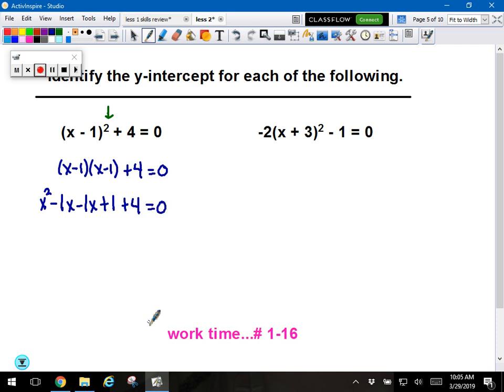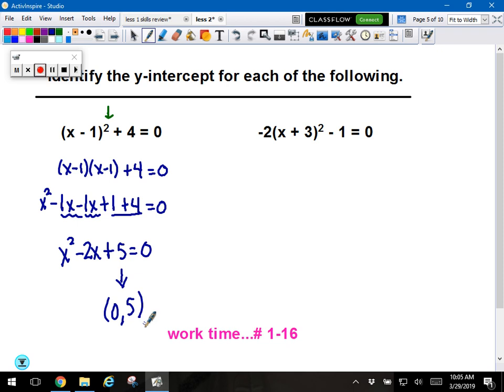Here is an example where we have to go through that next step of combining like terms. So I'm going to get an x squared minus 2x. I'm going to combine these two and get a 5, which takes me to my answer. The y-intercept is at 5.